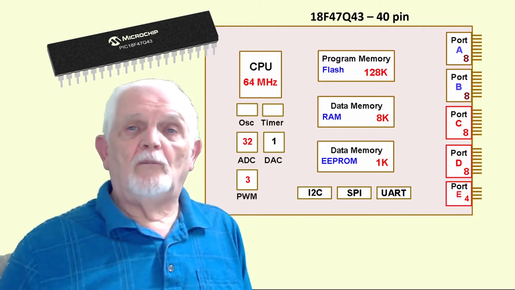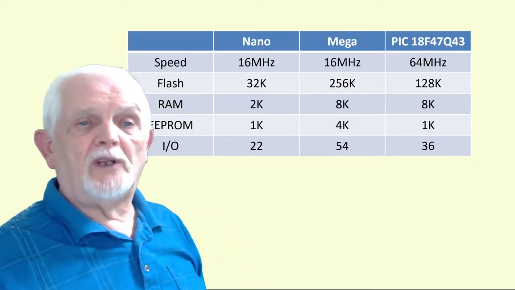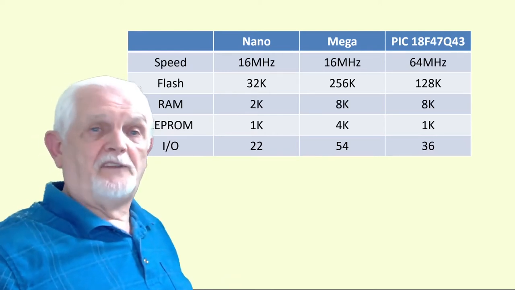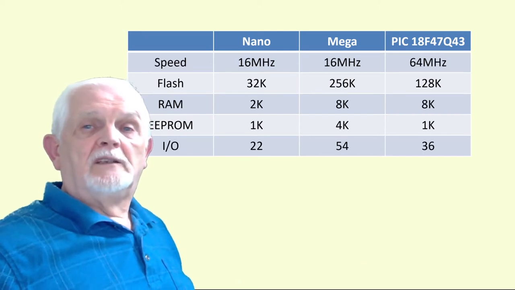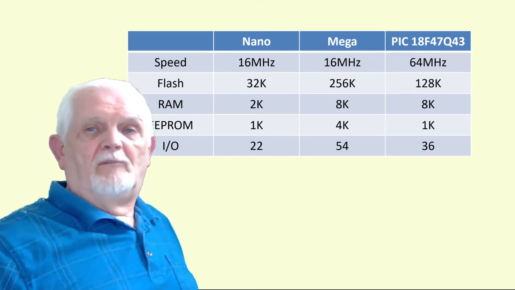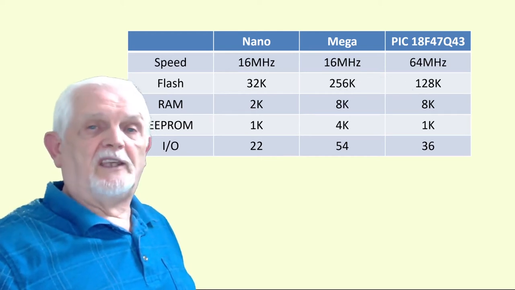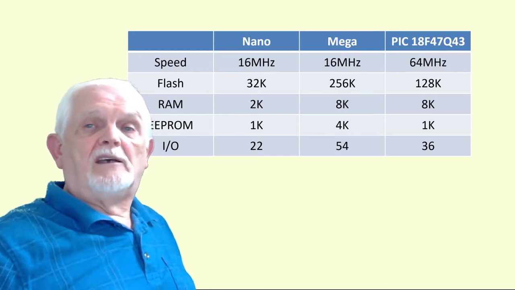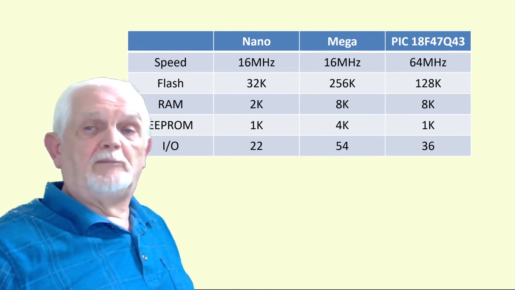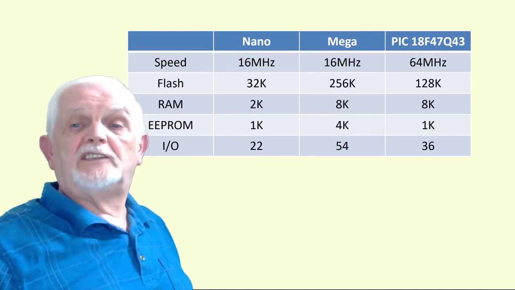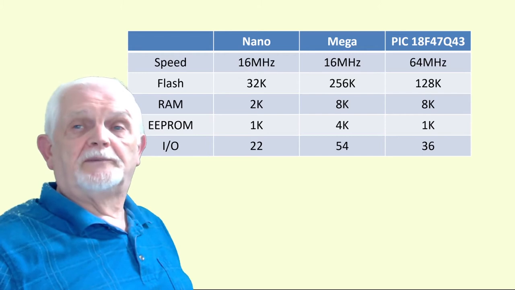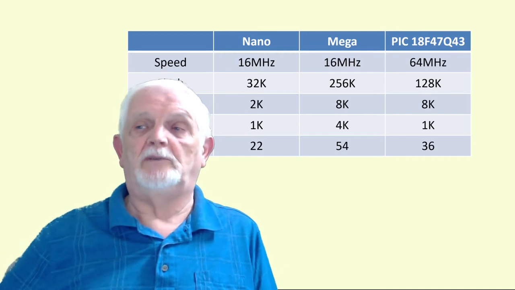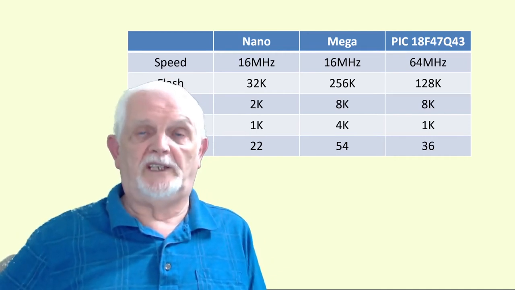So I thought it'd be worthwhile doing a quick comparison between an Arduino Nano, which is really an Atmega 328 chip, and the bigger Mega and the biggest of the PICs. So you can see the Mega beats the PIC in terms of the flash memory and in size of EEPROM and number of IOs. But again, it's horses for courses, depends what you feel you want to use for what particular purpose.